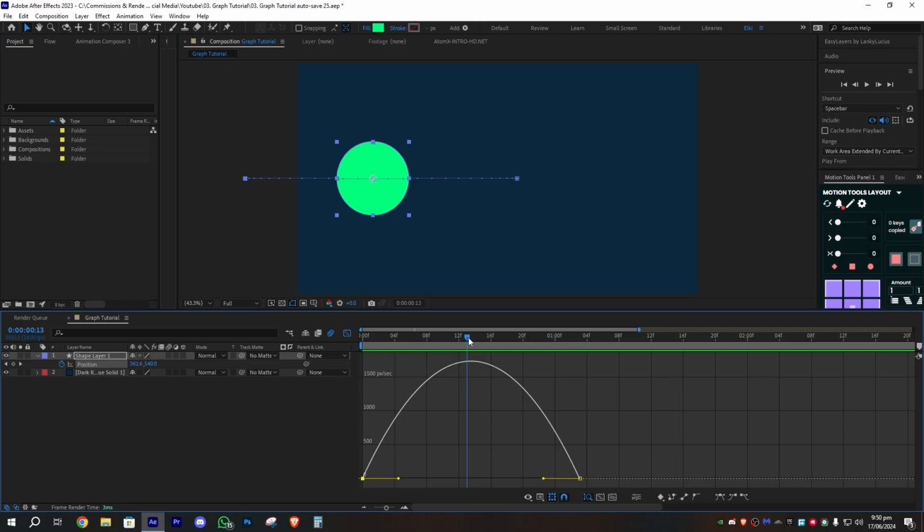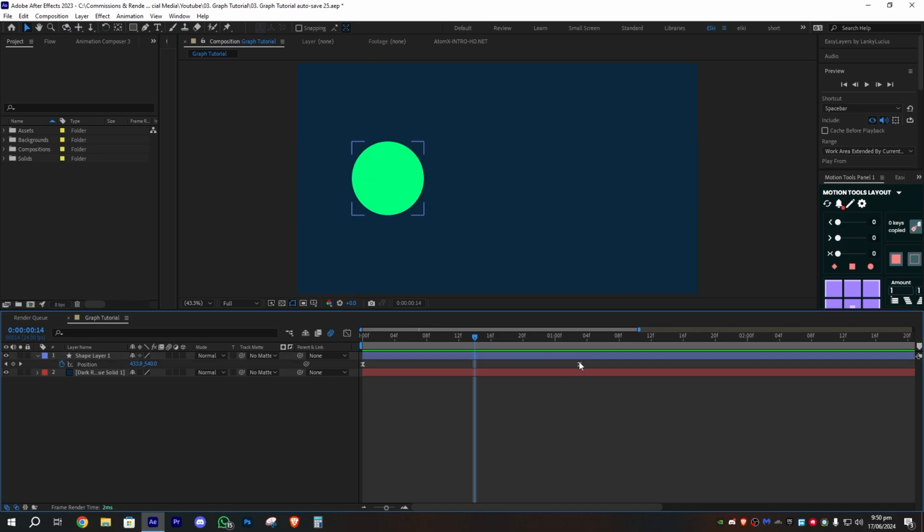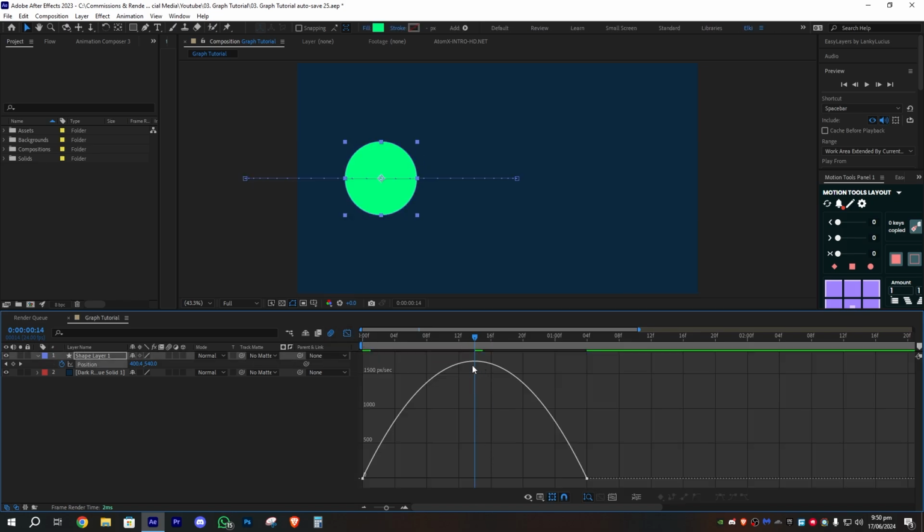So in order to create a mid graph, you have to make sure that your timeline indicator is in the center of both of the keyframes, somewhere like here. That's the center. I think it's an odd number of frames between the keyframes, so I cannot find the perfect center. Now, yeah, that's the perfect center of the keyframes. As you can see, I'm perfectly centered.